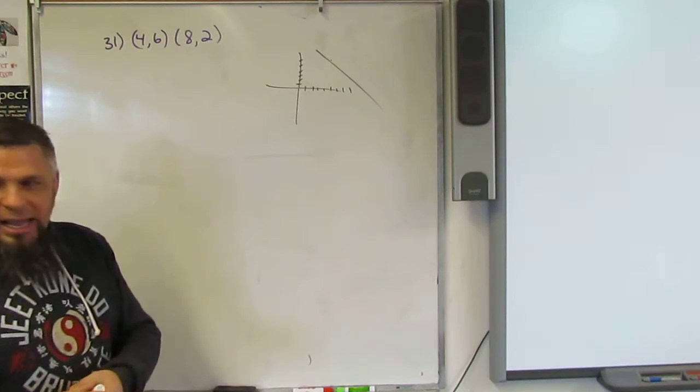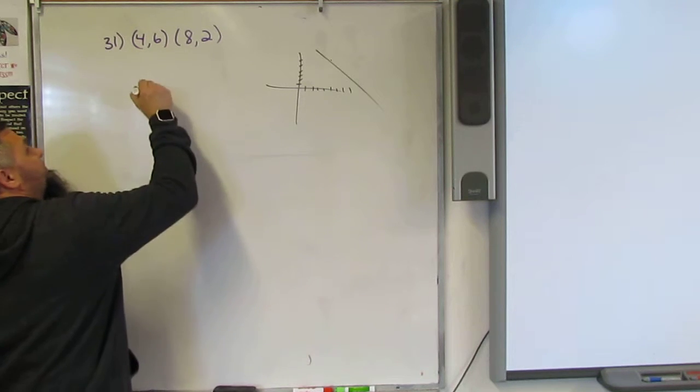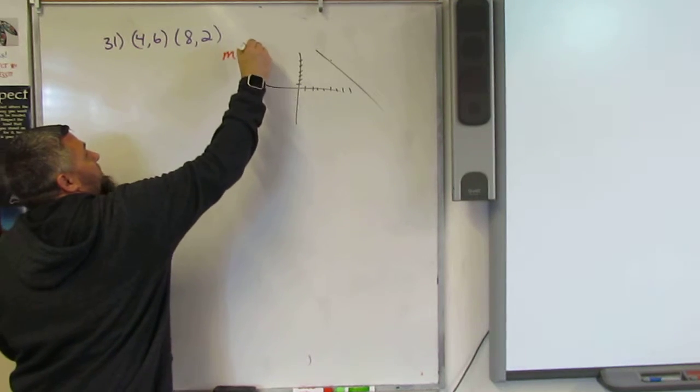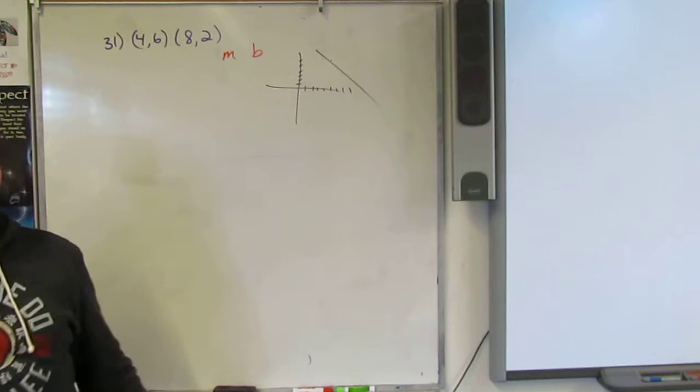Alright. I need M, 4 negative 3, and I need B. For the slope, how do I get the slope?